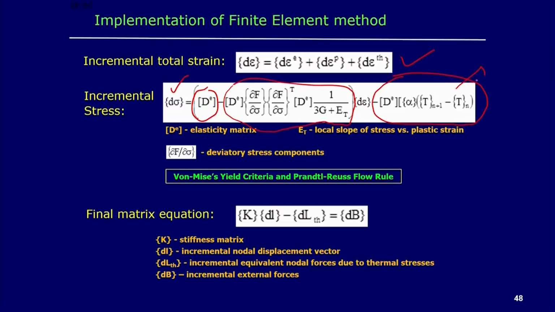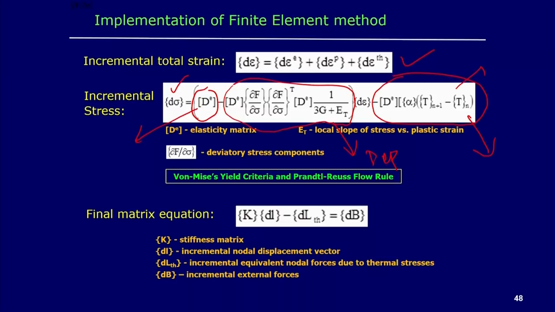So, here we can see that the incremental stress value consists of three components. The first component is related to the elastic part, the second component is the plastic part, and the third component is the thermal part. Here DE represents the elasticity matrix, and we can represent DEP, that means the elastoplastic matrix, and this last component is the thermal stress value. Since the incremental total strain consists of three components, similarly the incremental stress value has three components.